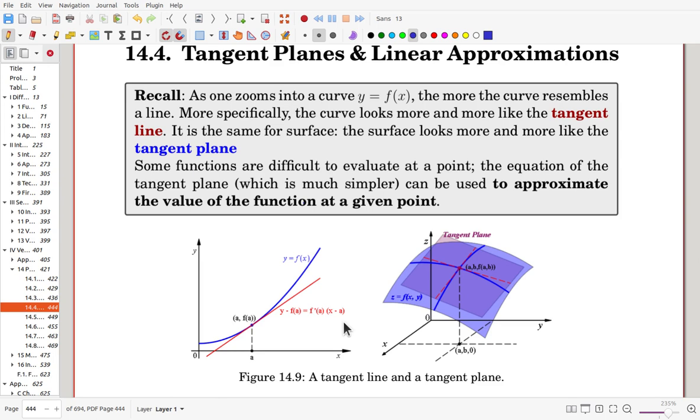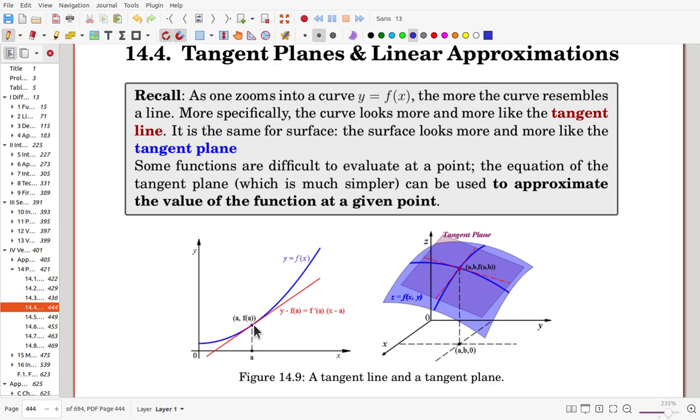point-slope form of the tangent line. Here f prime of a is the slope at the point. We may use the tangent line to approximate the function values around the point, because the curve resembles the tangent line.